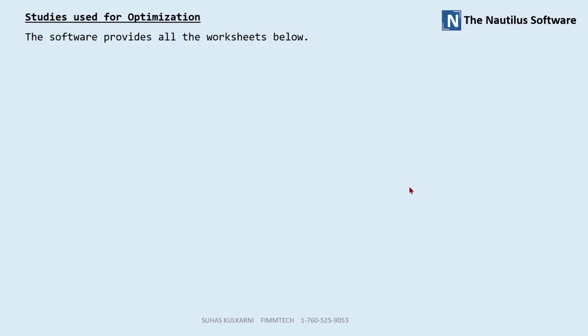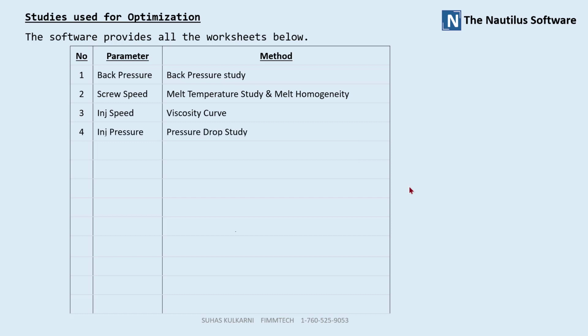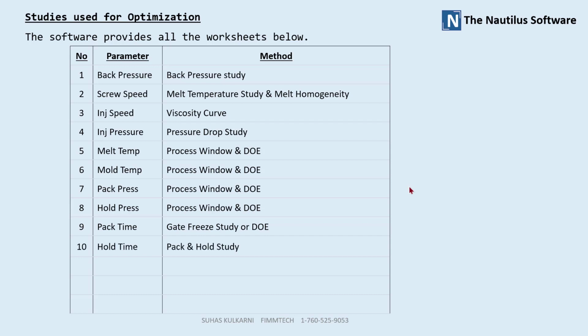So the software provides all these worksheets. Back pressure is optimized by a back pressure study. Screw rotation speed is done with the help of a melt temperature study and a melt homogeneity study. Injection speed by the viscosity curve. Injection pressure by pressure drop study. The melt temperature by process windows and DOEs. Mold temperatures, process window and DOE. Pack pressure by process window and DOEs. Hold pressure by process window and DOEs. Pack time by gate-free study or a DOE. Holding time is by pack and hold studies.